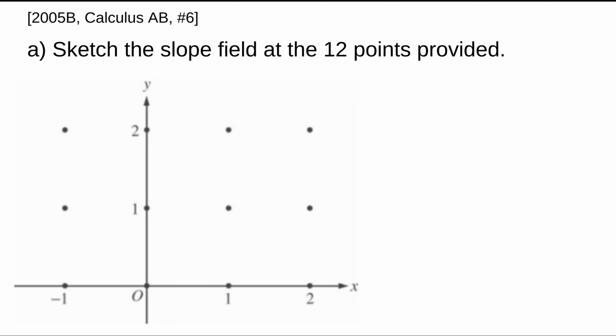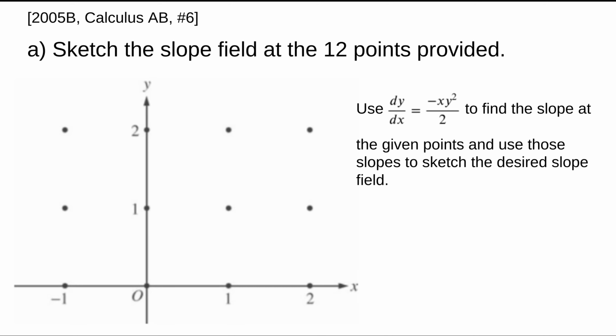First thing you want to do is use that differential equation to find the slope at the given points. Once you have the slopes, sketch the slope field. One thing you will always want to do with a slope field question like this is analyze the differential equation. Notice that when either x or y is 0, dy/dx is 0. So anywhere on the x-axis, anywhere on the y-axis, the slope will be 0.